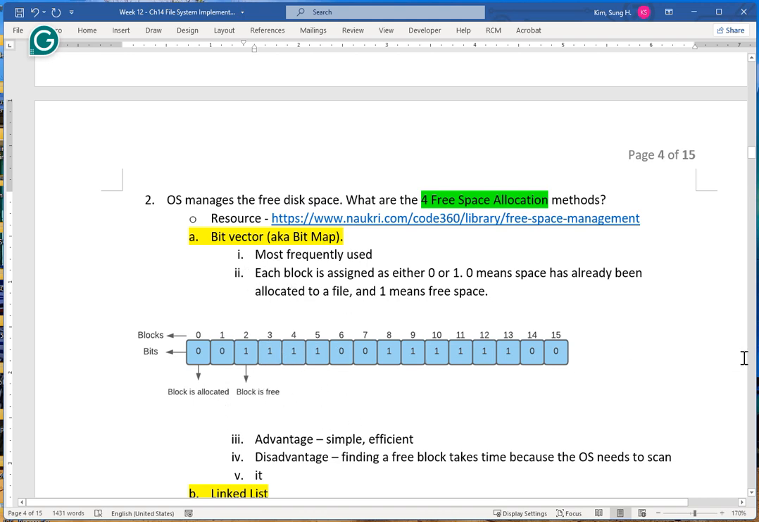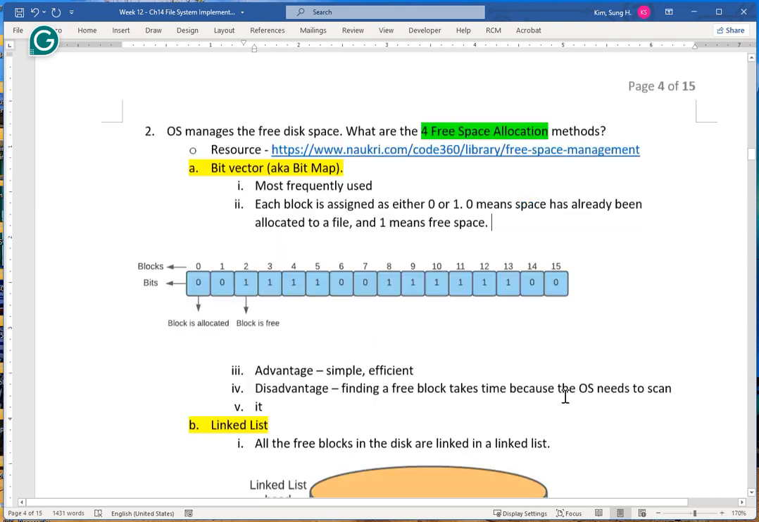So that's called a bit vector or the bit map. This is a pretty straightforward concept, and it's pretty efficient, I guess. But the disadvantage of finding free space is you have to scan the whole thing and find out which ones are free or not. Even though you assign them, you don't have to read the block. You can just look at the block ID or the indicator, but still, you have to scan the whole thing.